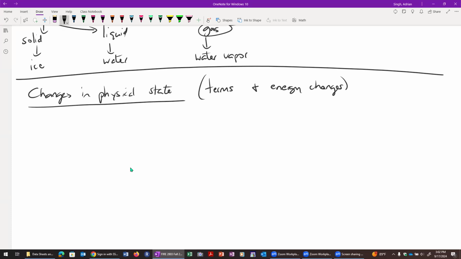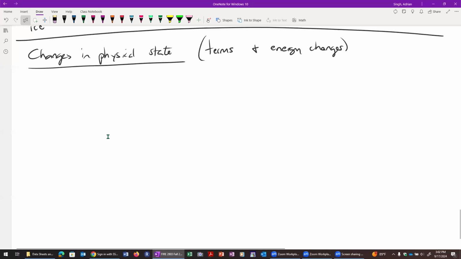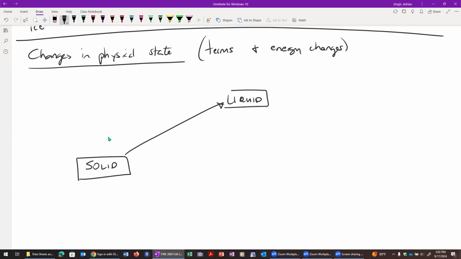So let's take a look at a few of these changes in physical state. The first is going from a solid into a liquid. Okay, and again, if you ever get confused about these, think about the one substance that does exist in these physical states. You think about solid water, so ice going from solid to a liquid. Obviously, we know that process is called melting, or the technical name for it is fusion.